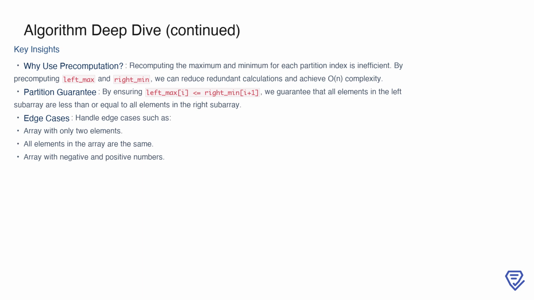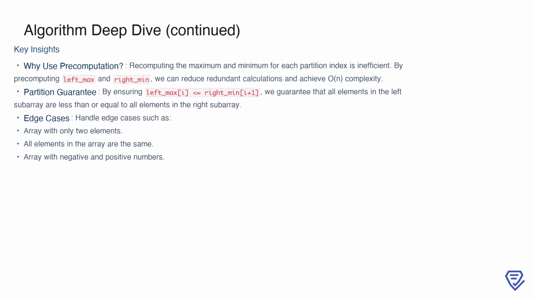The use of pre-computation is crucial to improving the efficiency of our solution. By storing the maximum values for the left subarray and the minimum values for the right subarray in auxiliary arrays, we eliminate the need to repeatedly compute these values during each iteration. This reduces the time complexity of finding the partition index from O(n²) to O(n). The condition left_max[i] <= right_min[i+1] guarantees that all elements in the left subarray are less than or equal to all elements in the right subarray, fulfilling the requirements of the problem.